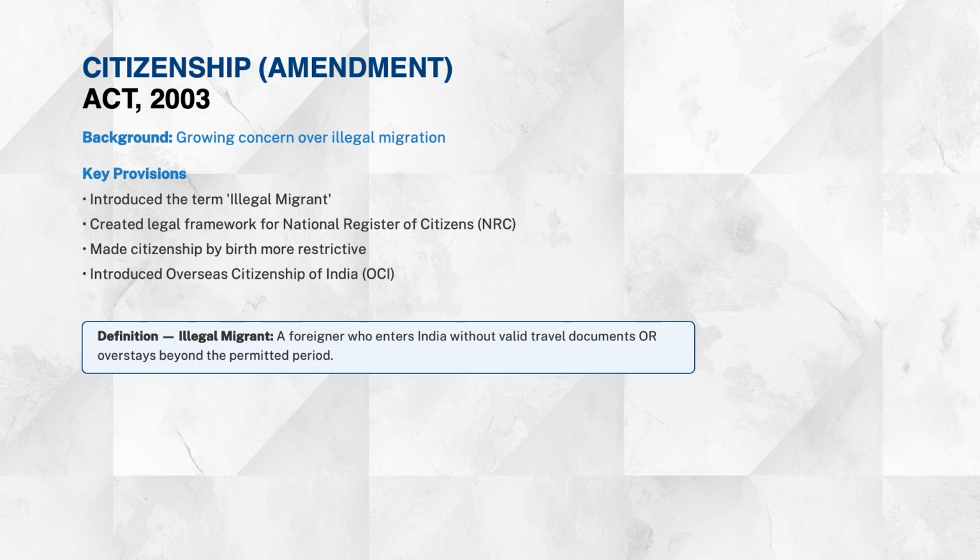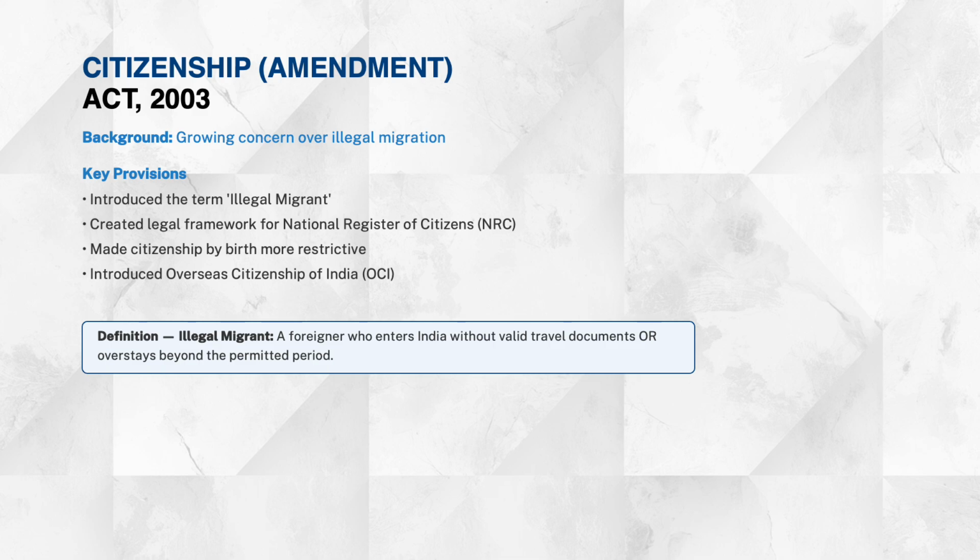It created a legal framework for the National Register of Citizens. So NRC, the National Register of Citizens, is a process of documentation that recognizes Indian citizens and also filters out illegal immigrants. The NRC should have been conducted for the entire country, but as of now, it has only been conducted in Assam in the 21st century.